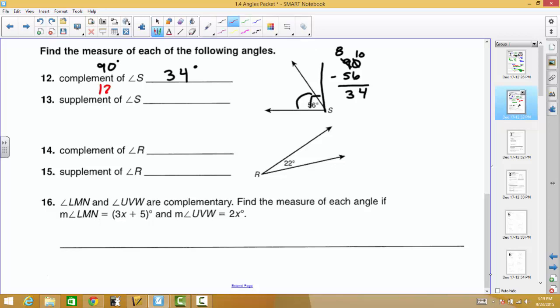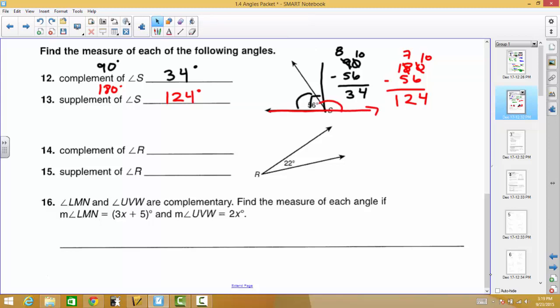Supplement adds to 180 degrees. So we're going to do 180 minus 56. Borrow the 8. That's a 10. 6 from 10 is 4. 5 from 7 is 2. So 124 degrees. And a supplement makes a straight line. So you're thinking about what would the measure of that angle be. It should be more than 90. So that's a good way to check yourself.